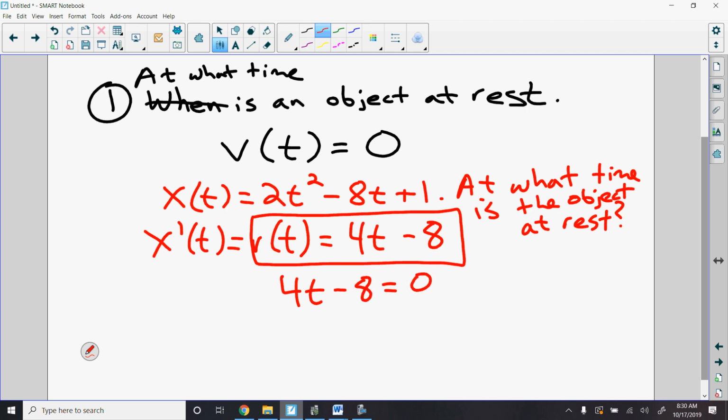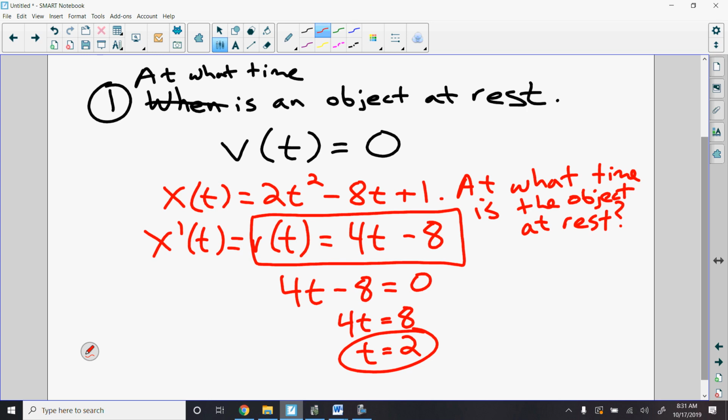And now I just need to solve for t. So at t equals 2, my object has a velocity of 0. My object is at rest. Now, if I had just given you the velocity equation, then you would have just set that equal to 0. You don't always have to do a derivative. What you always have to do is get to v of t, whichever way you can, and set v of t equal to 0.